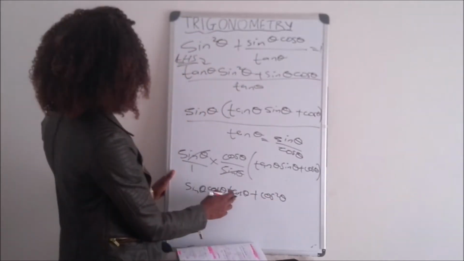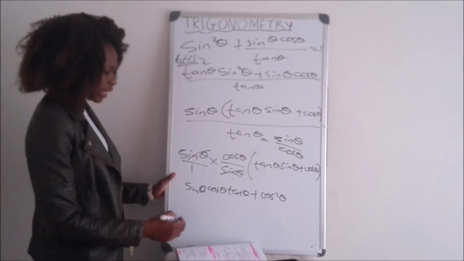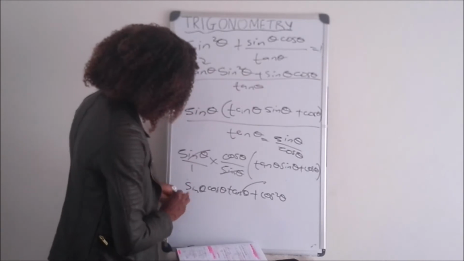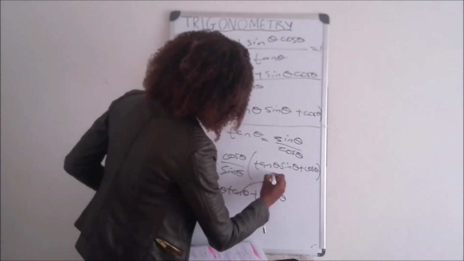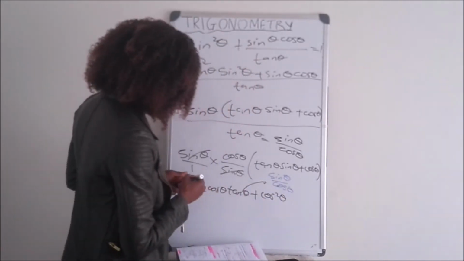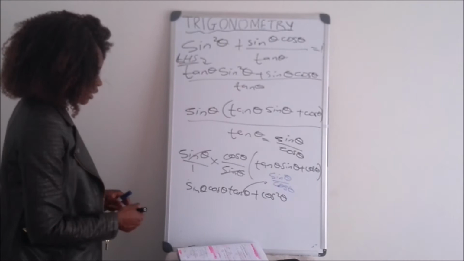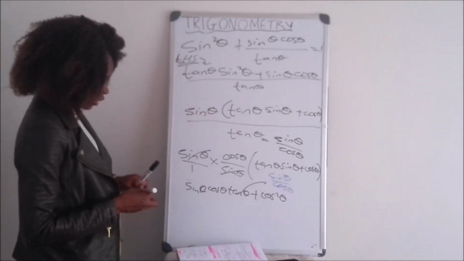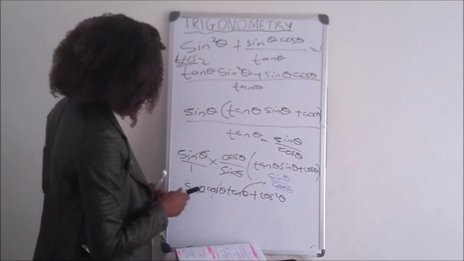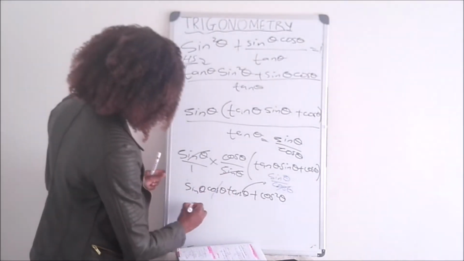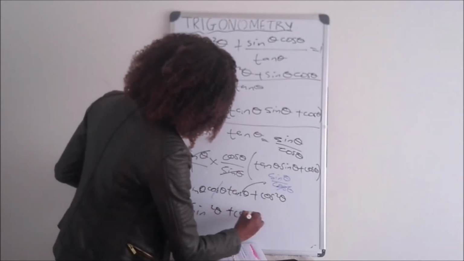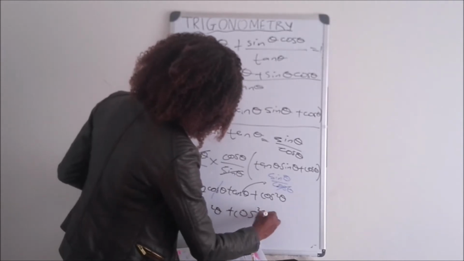Alright, from here we can now change tan to be sine theta divided by cos theta. Tan is equals to sine theta divided by cos theta. And then the cos theta will cancel out, and we'll be left with only sine theta multiplied by sine theta, which would be sine squared theta, plus our cos squared theta, which is on the other side of the sine.